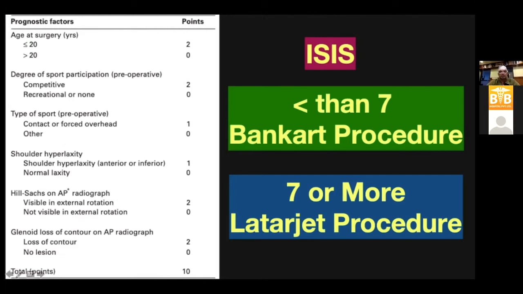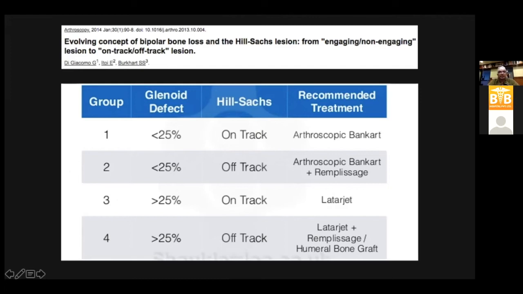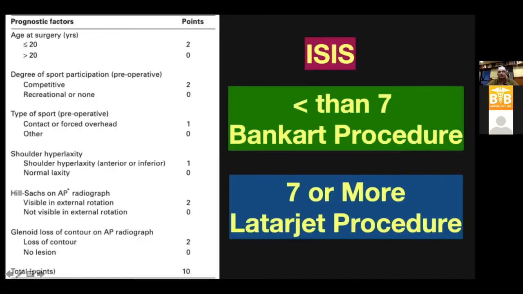This is about the glenoid defect, which has been propagated by Giovanni Di Giacomo and Steve Burkhart, my teacher himself. They say that if there is more than 25% bone loss, then you have to do a Latarjet procedure. If there is less than 25% bone loss, you have to do a Bankart procedure. At this moment, in many parts of the world, people use either the ASIS or ISIS guideline for decision making, either to do a Bankart repair or a Latarjet procedure.